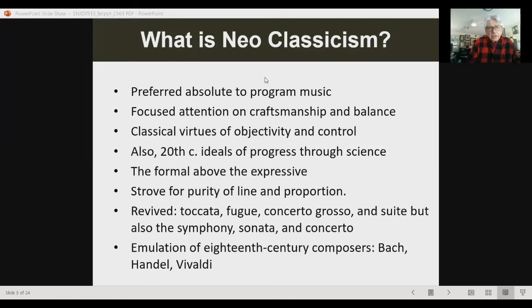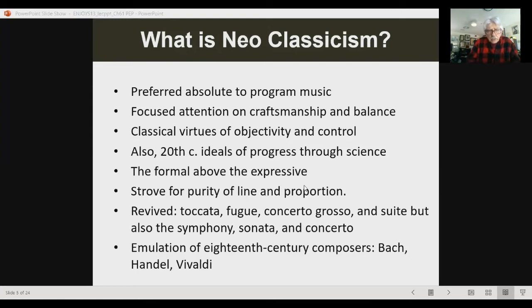So what does it mean? Is that the music in neoclassicism is about absolute music, not about program music. And the music was focused on the attention on craftsmanship and balance, not just wild creativity, right? Classical virtues of objectivity and control, but also including ideals of progress through science, right? This scientific attitude from the 20th century, and an attitude of something about the formality of it, the form, right, above the expressive. So we really look at it and we say the classical period is about the form, and the Romantic period is about the expressive, and now we're kind of going back to this attitude about the form again.